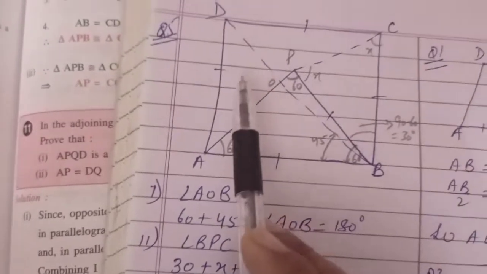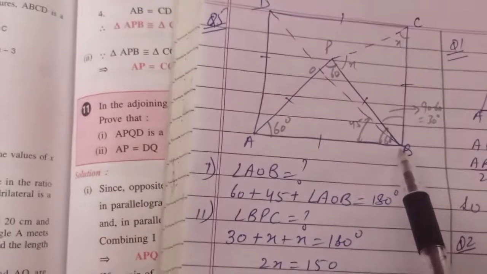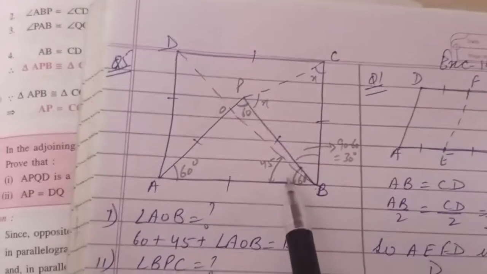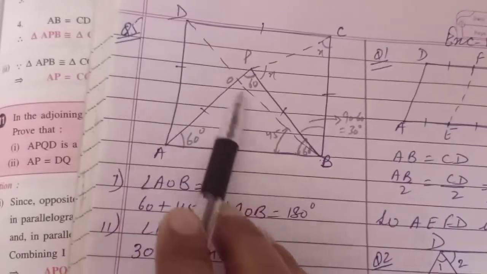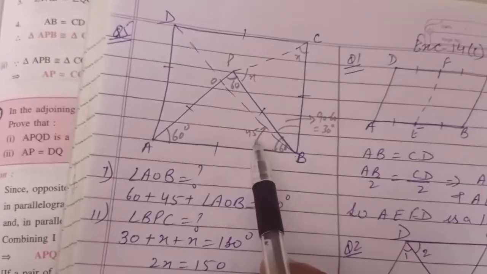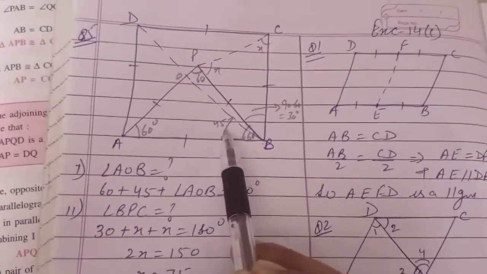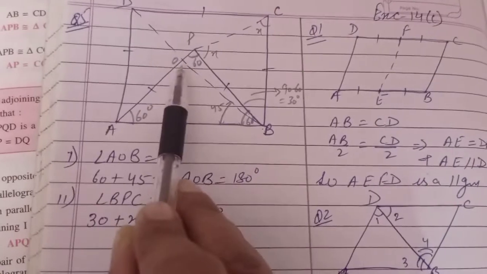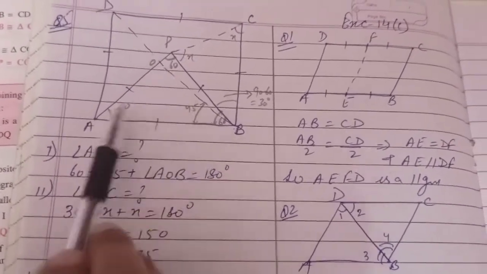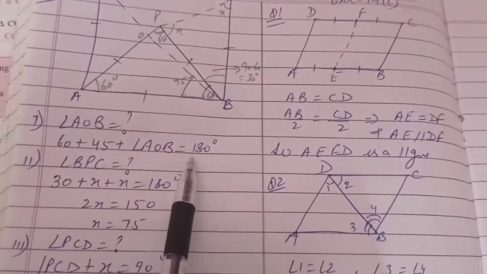Question number 5. You are given a square ABCD in which APB is an equilateral triangle. So carefully have a look here. Since it is an equilateral triangle, all the angles will be 60 degrees. Now BD, I made a construction here, and this is the diagonal of the square, and the diagonal bisects the vertex angle. So this angle is what? 45 degrees. First part is to find out angle AOB. For this you need to take triangle AOB: 60 plus 45 plus angle AOB. Clear? So from here you can find angle AOB.